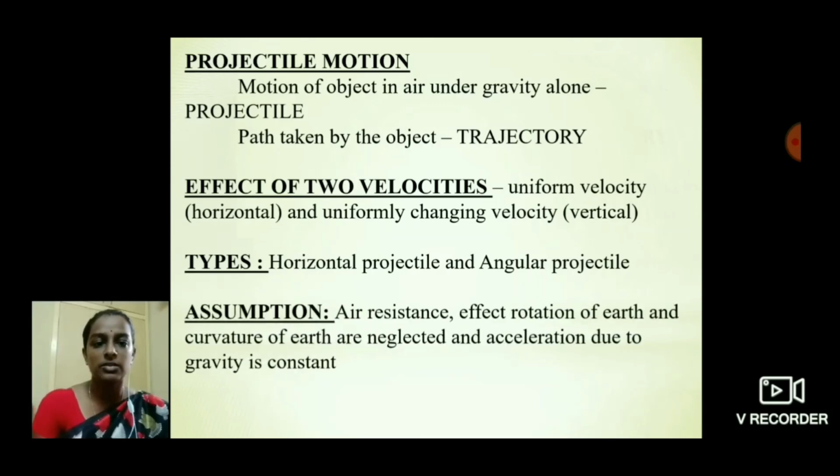The main assumption of this projectile motion is air resistance is neglected, effect of rotation of earth and earth curvature is neglected, but acceleration due to gravity is constant in both magnitude and direction.